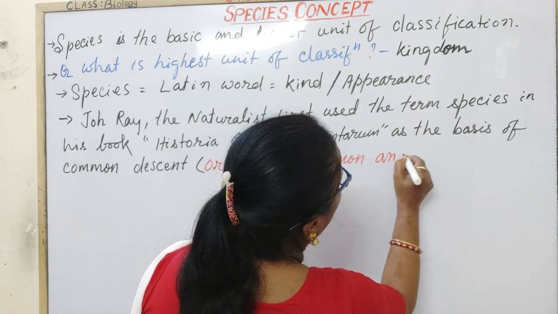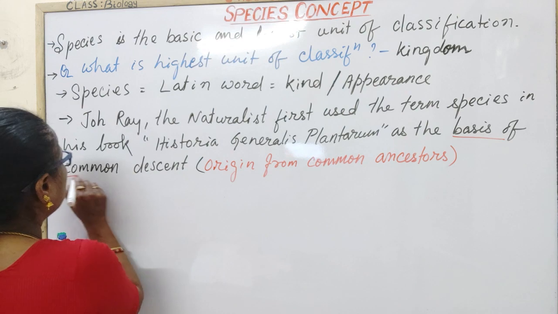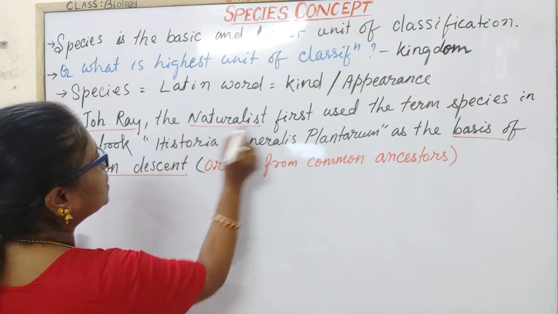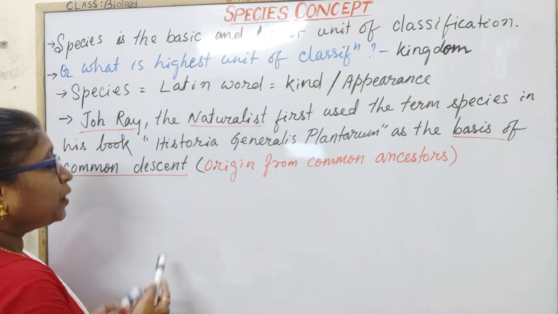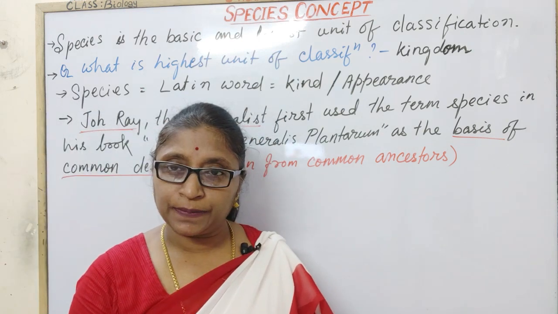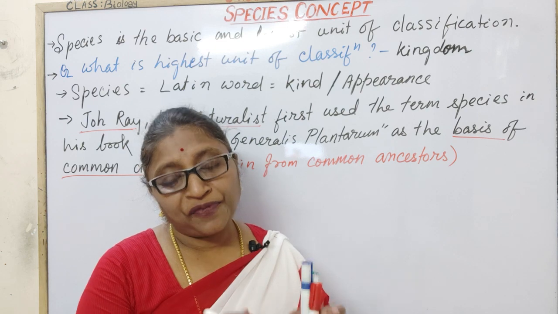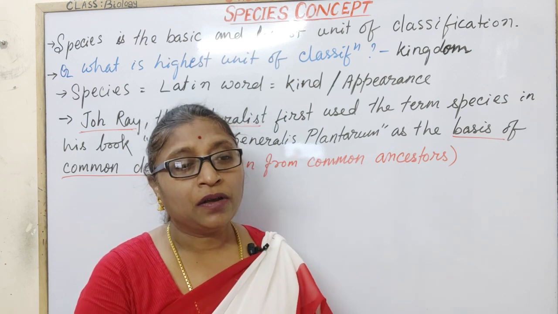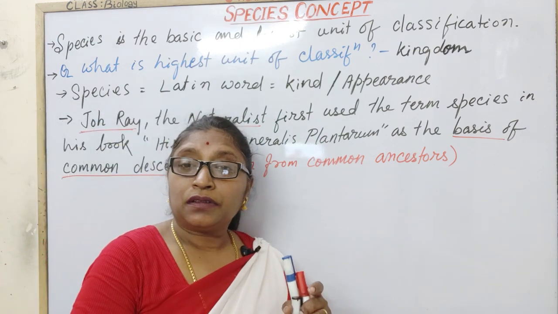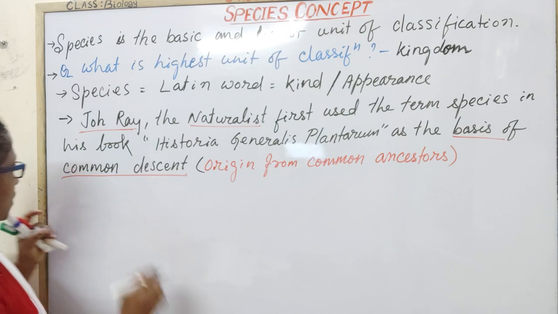Origin from common ancestors is the basis of common descent. Who told this? John Ray, a naturalist. Many scientists have given the concept of the species. So there are various concepts, and different definitions are given. Who have given them? Taxonomists, evolutionists, and geneticists have given different definitions of species or species concept.